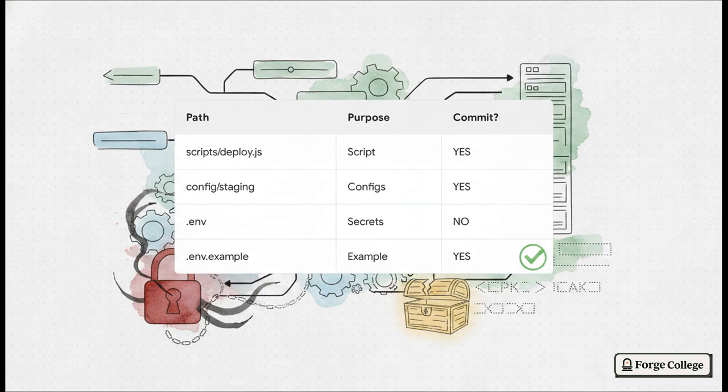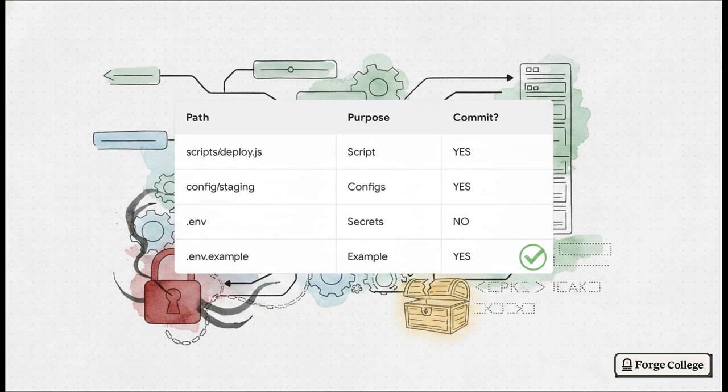First, your deploy.js script. This is your main environment-aware logic. Does it go into the repo? Yes, absolutely. Next up, your staging.json config file. This holds your non-secret parameters. Commit? Yes. Now, your .env file. This is what holds your actual local development secrets. Commit to repo? No. Emphatically, absolutely not.